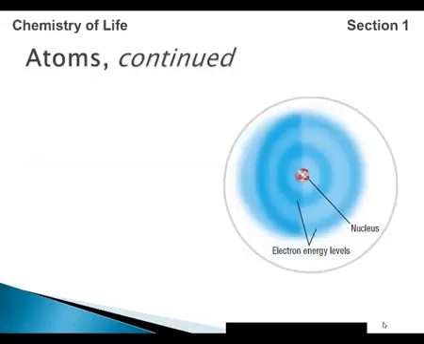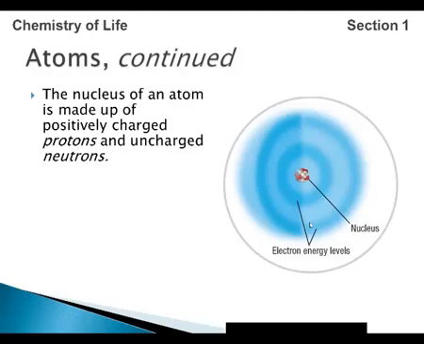So this picture is an illustration of an atom. It shows the central region of the atom being the nucleus, and then there are electron energy levels around the nucleus. This is called the electron cloud. This is the area in which all electrons orbit around the nucleus. So the nucleus is positively charged. It's made up of positively charged protons and neutral charged neutrons. So there's no charge to neutrons. They are neither positive nor negative.